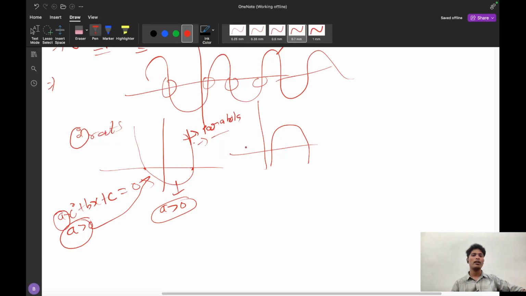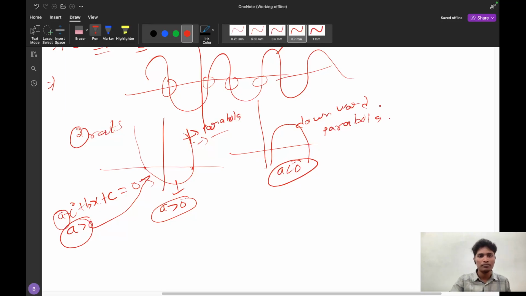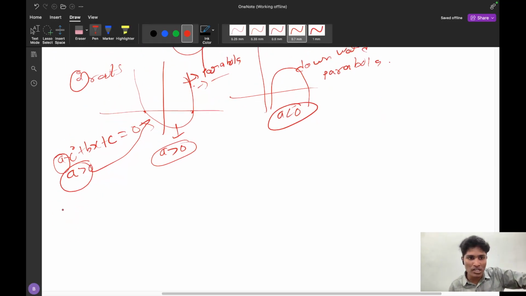There is no need for that now. It is an upward parabola, and if a is less than 0, I will get the downward parabola. This is most important. Now the next concept. This is the graph concept, and there is a lot more. That is the location of roots concept, which I will explain. And the next concept is the range of quadratic equations.